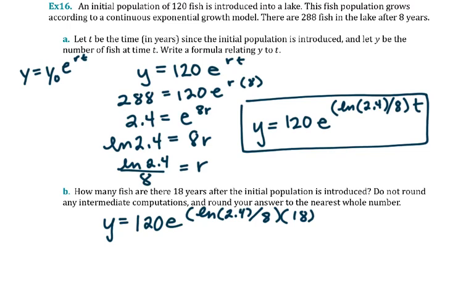And if you plug that into your calculator, you'll get approximately 860. So at the end of 18 years, we would assume there were 860 fish in the lake.